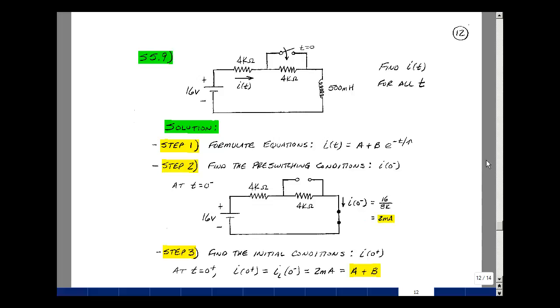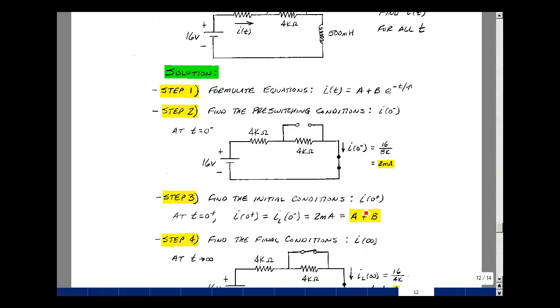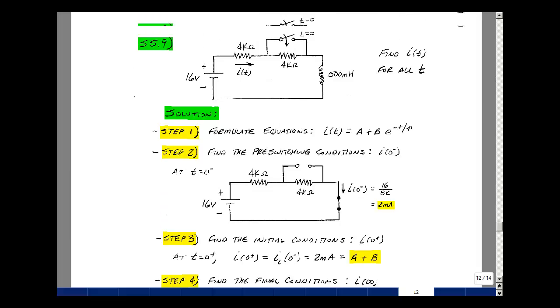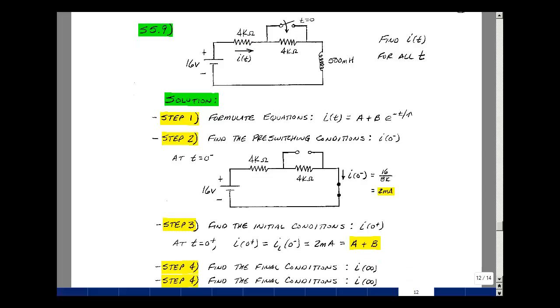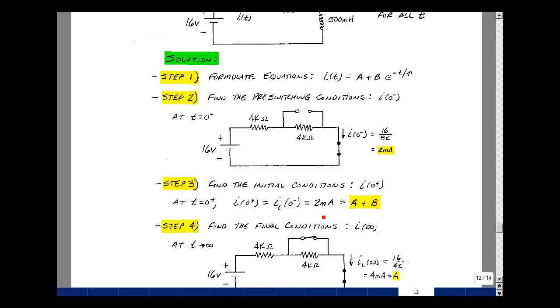Step 3 is to find the initial conditions. And the inductor current is the current that we're solving for. And the value was 2 milliamps before the switch changed state. And now when the switch changes state, the current is still the same. Go back up here. And now this switch is going to close at t equals 0 and short out this resistor. But the current that's here was 2 milliamps prior to that switching. And so it still is 2 milliamps. That's going to be our a plus b times e to the 0.